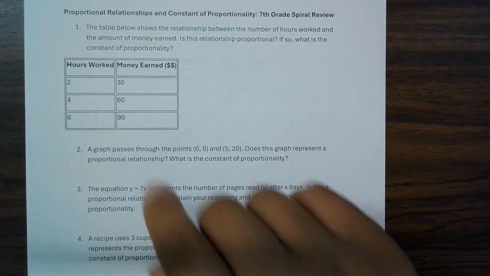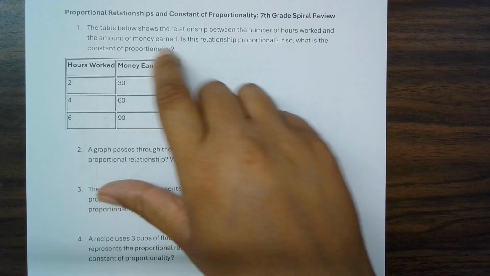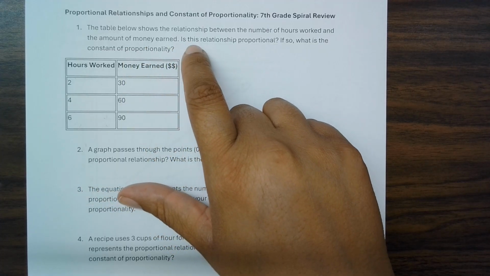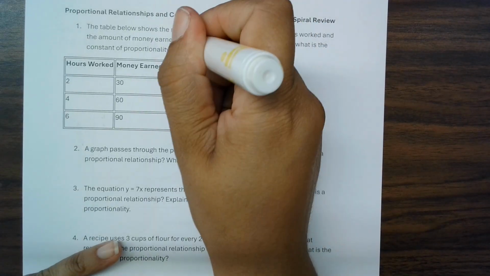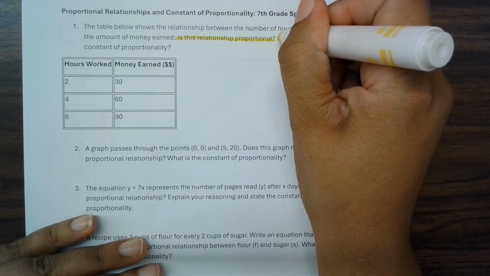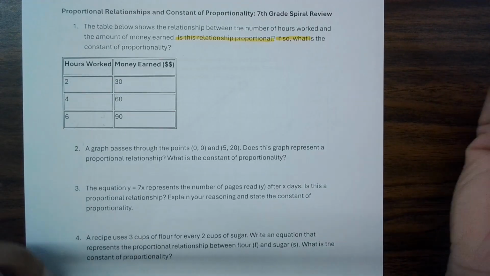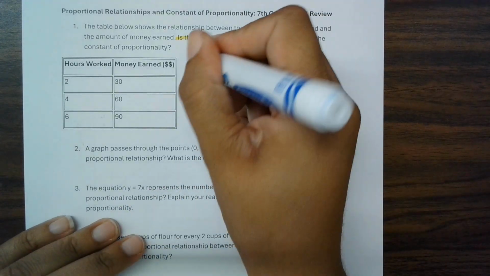So, the table below shows a relationship between the number of hours worked and the amount of money earned. Is this relationship proportional? This is something we need to answer, and it's more of a yes or no. If so, what is the COP, your constant of proportionality? We need to review something.